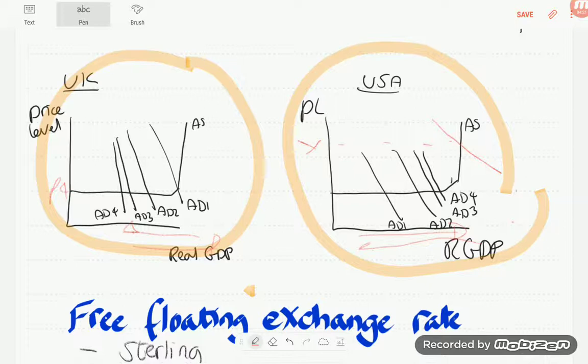However, as we've said, the high value dollar plus high price level in the United States, that inflation means that Americans will start to buy UK goods. So the surplus America experienced will reduce and in theory head towards a deficit, while the UK, who is experiencing a current account deficit, will now experience a current account surplus as they start exporting more goods to the United States.